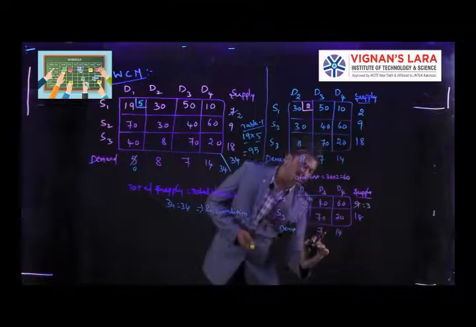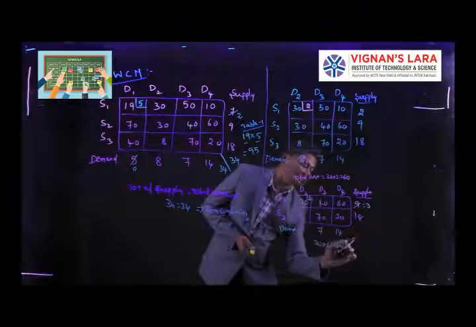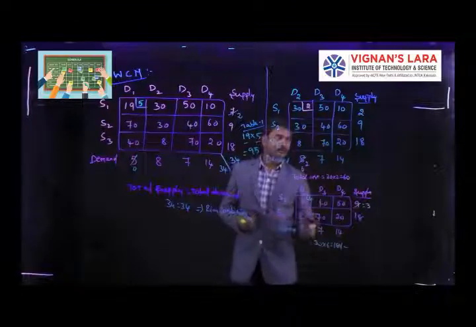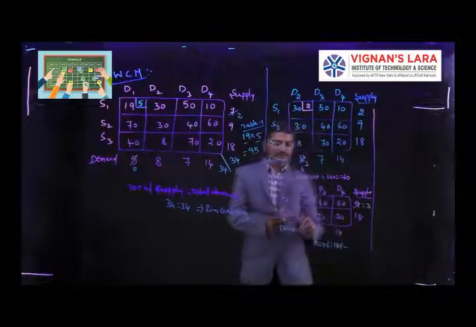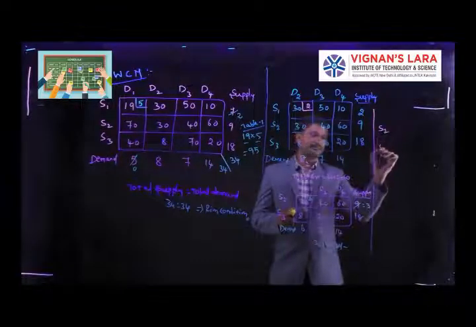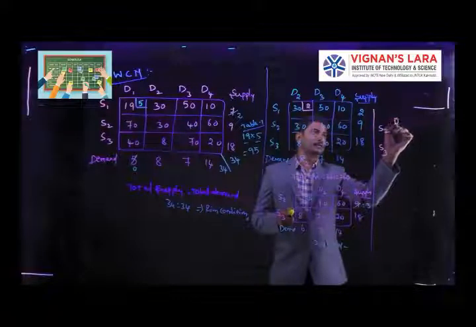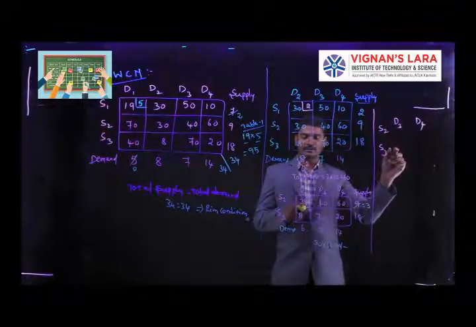So here the cost is 30 into 6 is equal to 180 rupees. Okay, next coming to the next one, here the 6 units demand is over. Next finally we have S2, S3, D3, D4. Okay, here what about the S2?